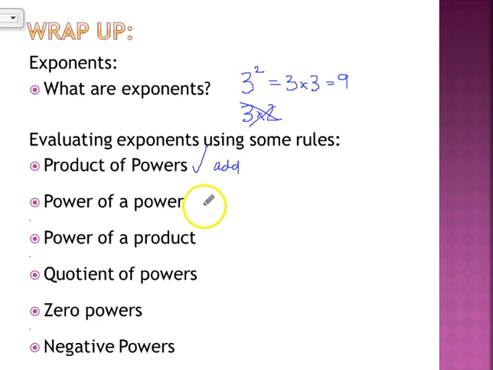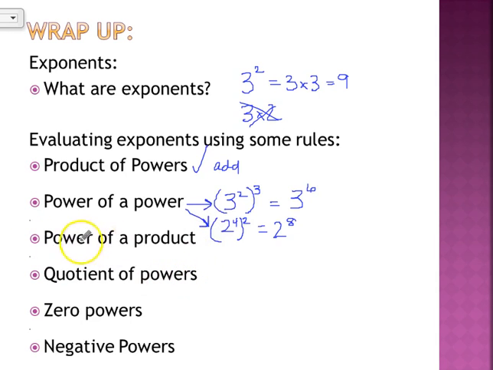Power of a power. Oh, we didn't do power of a power. Somehow I skipped that. Power of a power is like this: 3 squared to the third. When you do power of a power, you multiply your exponents together. So instead of adding them, it would be 3 times 2, which is 6. Another example would be 2 to the 4th power squared, which would be 2 to the 8th. So that's a power of a power. Somehow that got left out.